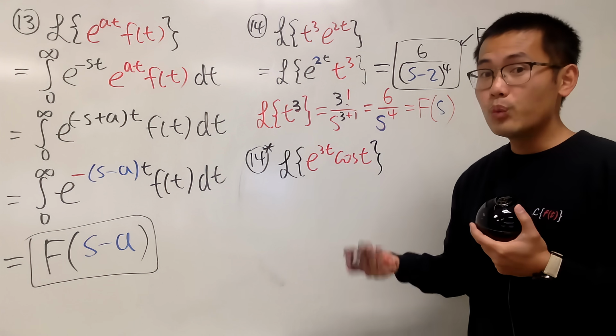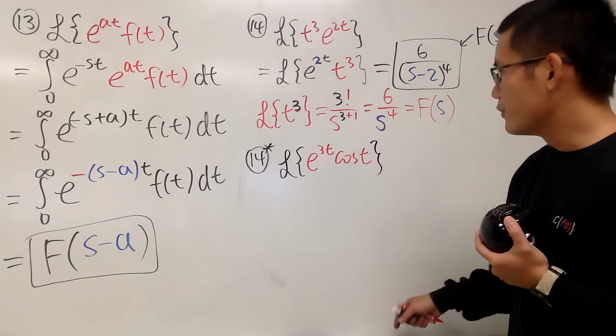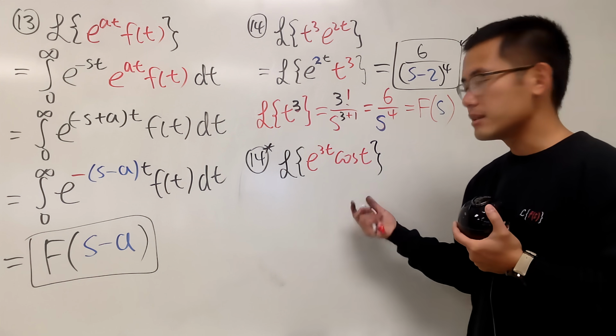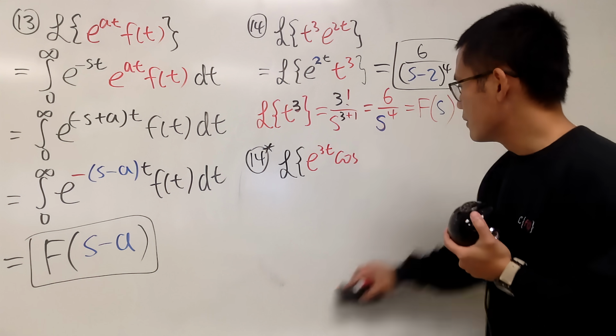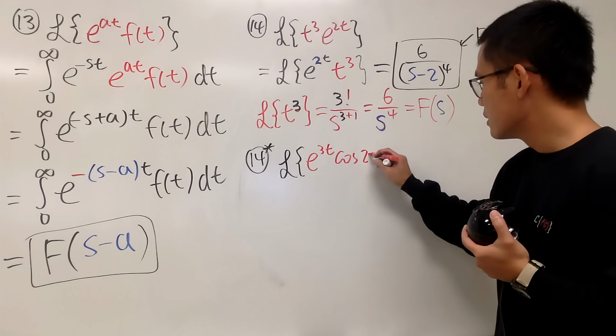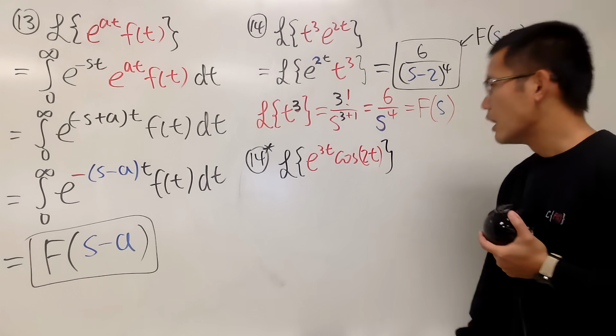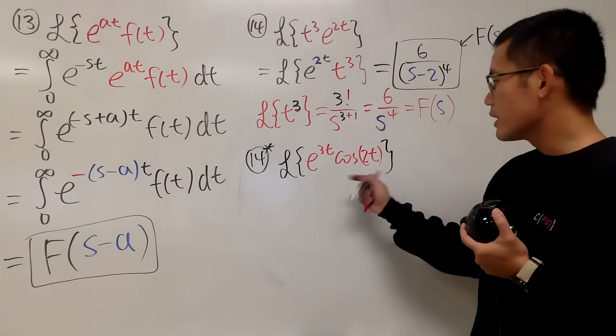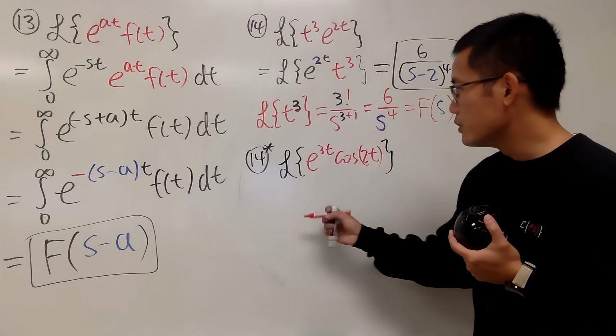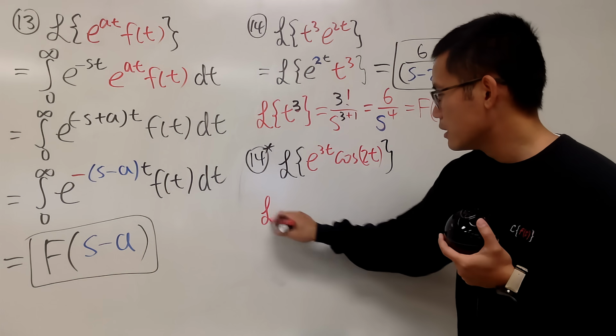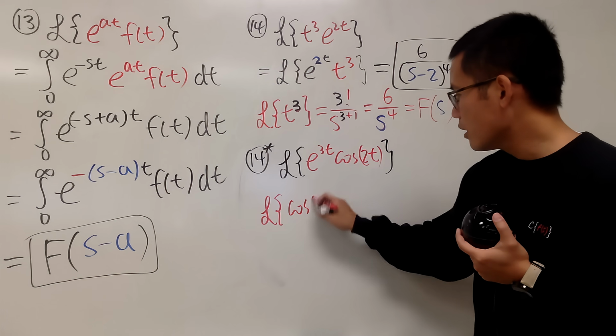Well, in this case, again, we do the same thing. First, we have to figure out what's the Laplace transform of the cosine t. Actually, let's do cosine of 2t, why not? Slightly more numbers, more better. All right, so let's go and figure out what's the Laplace transform of this part, which is the Laplace transform of cosine of 2t.